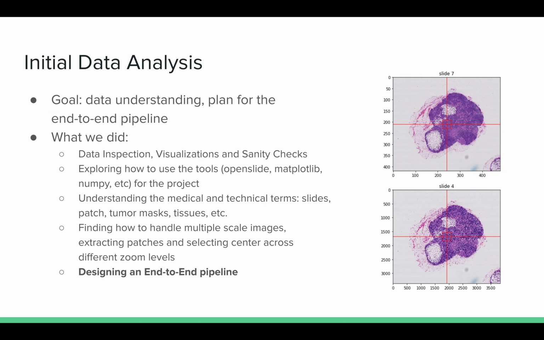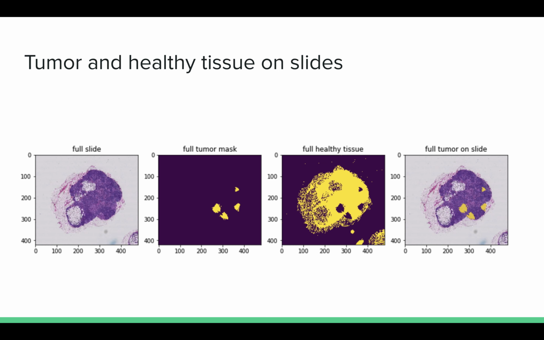In the first step, we perform initial data analysis. The goal is to understand what data we have and then plan for the end-to-end pipeline. We do lots of things, from data inspection, visualization, and sanity checks. We also learn how to use the tools, OpenSlide and Matplotlib, and we try to understand the medical and technical terms from the paper, like slide, what is a patch, what is a tumor, and how to handle multiple-scale images.